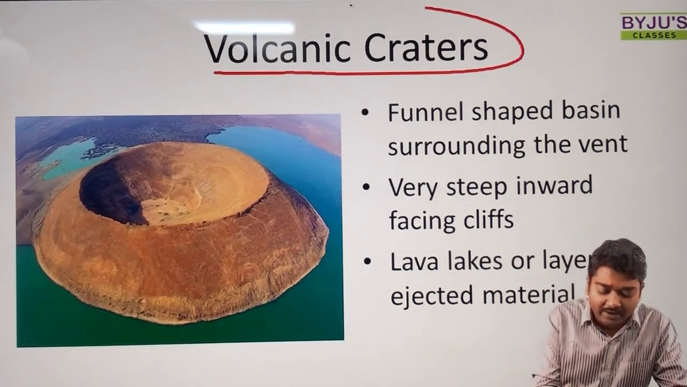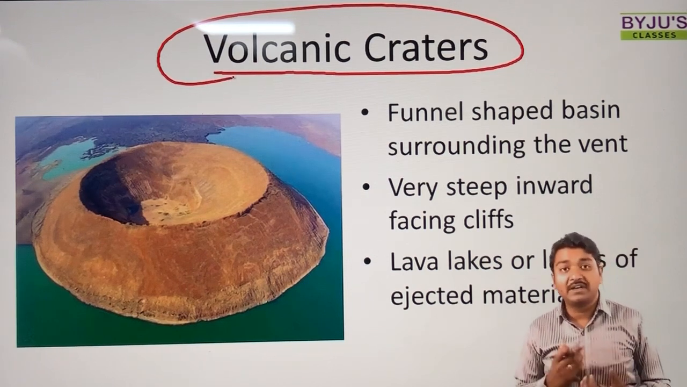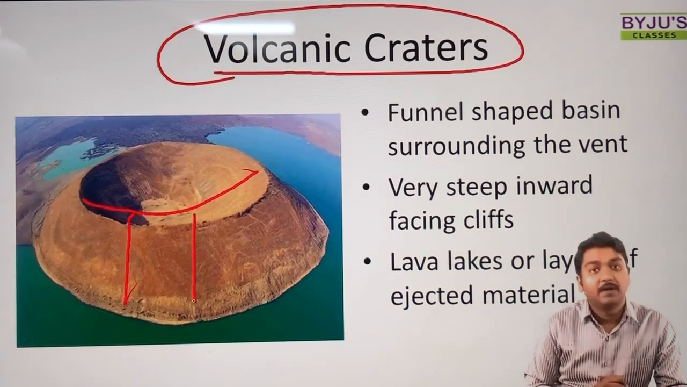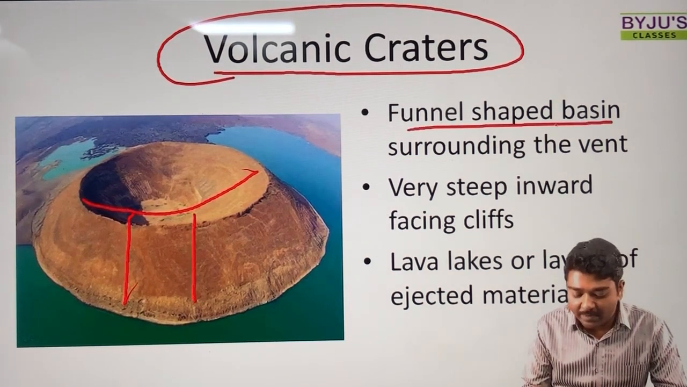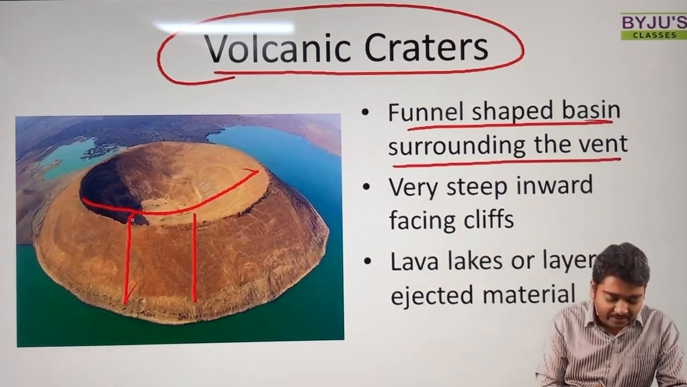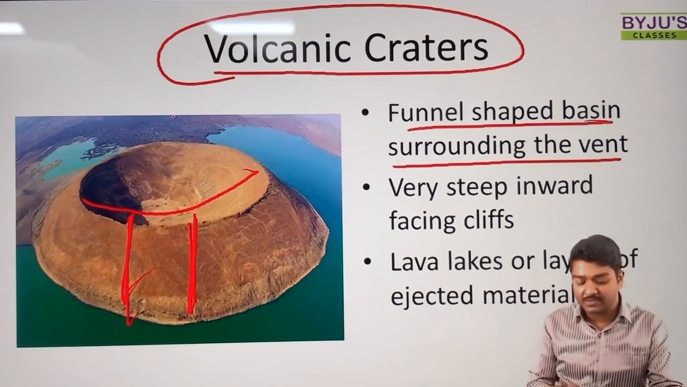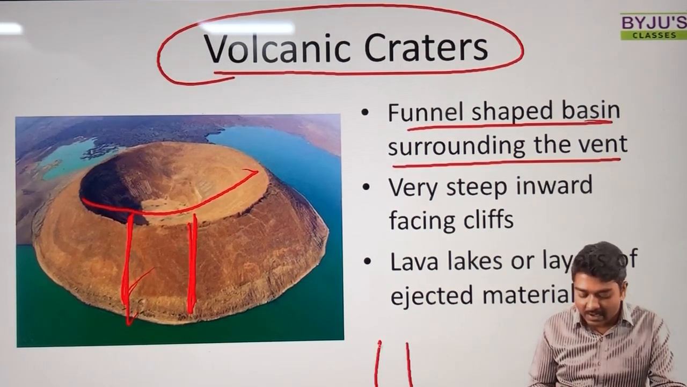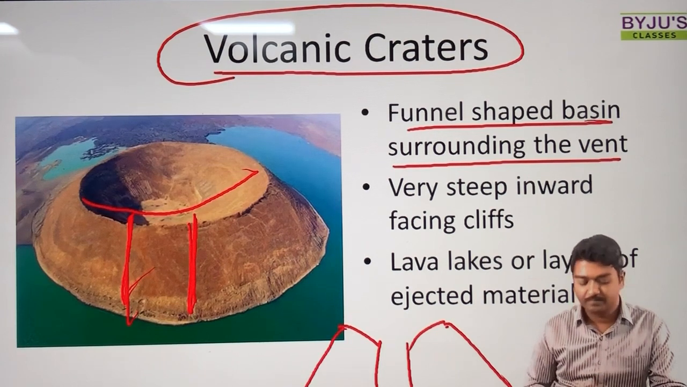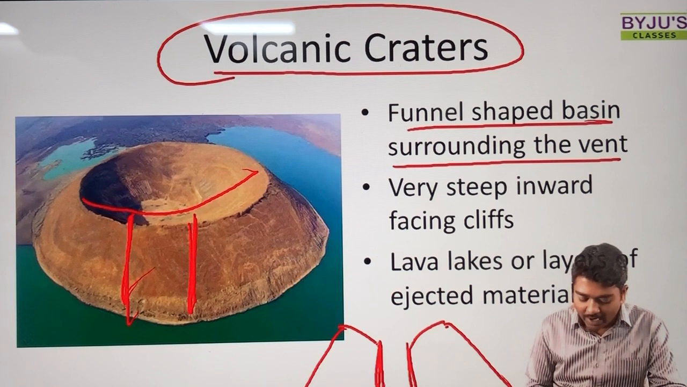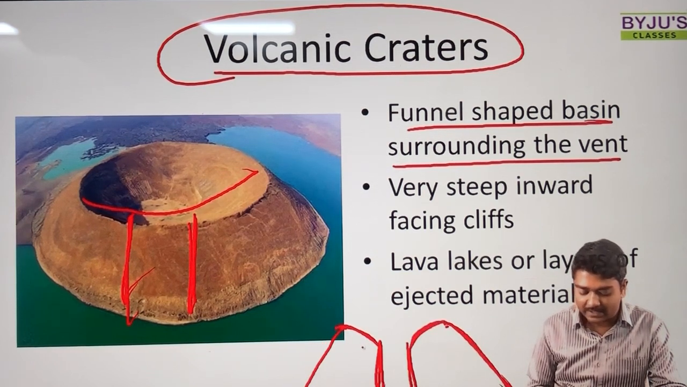First is volcanic craters. What do you mean by volcanic craters? Crater, can you see this? Funnel shaped, right? So a funnel shaped basin surrounding the vent. This is the vent, the deeper one. Okay, the funnel which comes up. You have this, and due to flow, it has become like this. So this is the vent, the volcano, and the volcanic flow has happened like this.